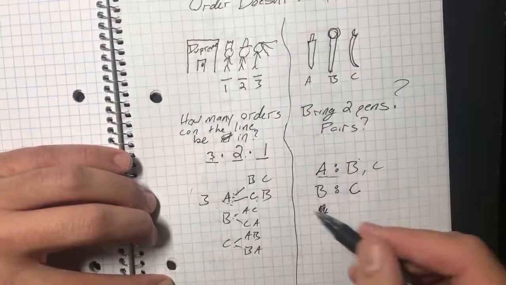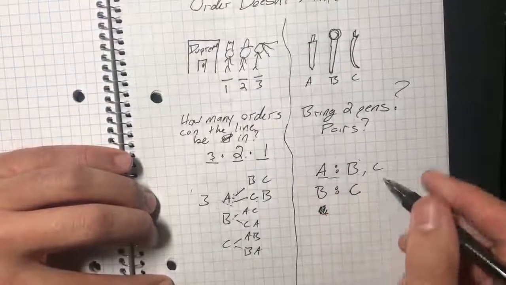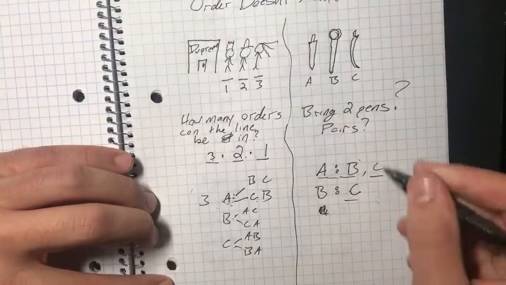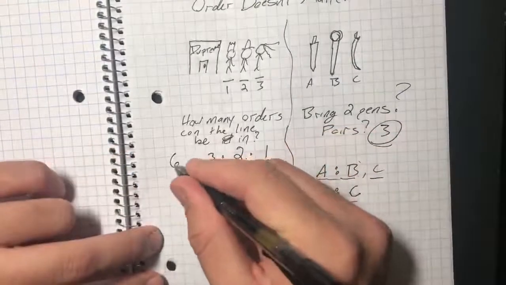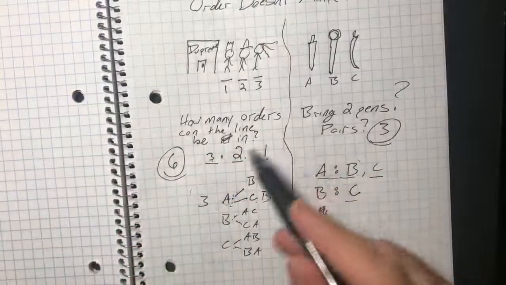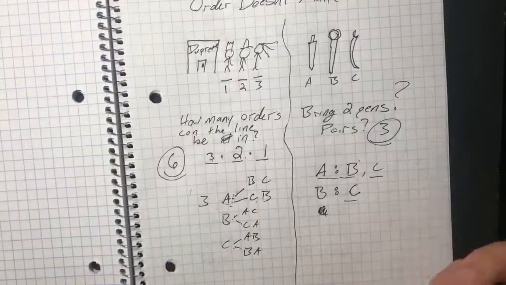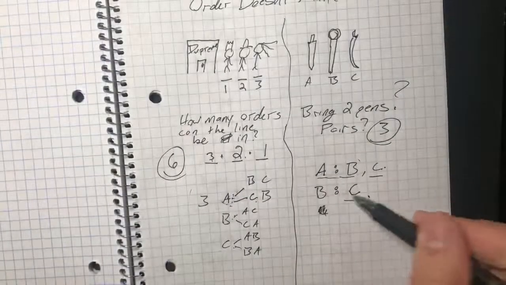So how many potential combinations could this be? BC is 1, AB is 1, and AC is 1. That's 1, 2, 3. So the answer for this one is 3, where the answer for this one is 6, right? So, what's up, Michael? That is the big difference between them. Did I put C 2 times? Yeah, I did. I put it here and here because it could be AC or BC.